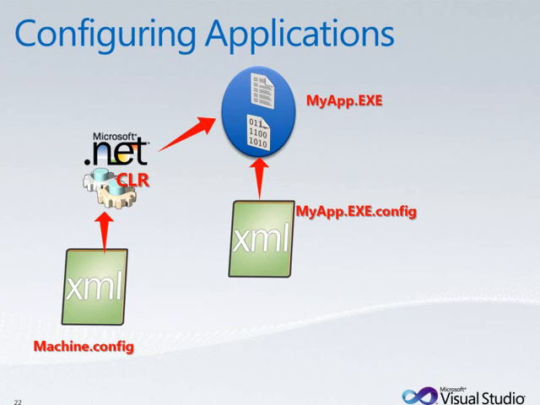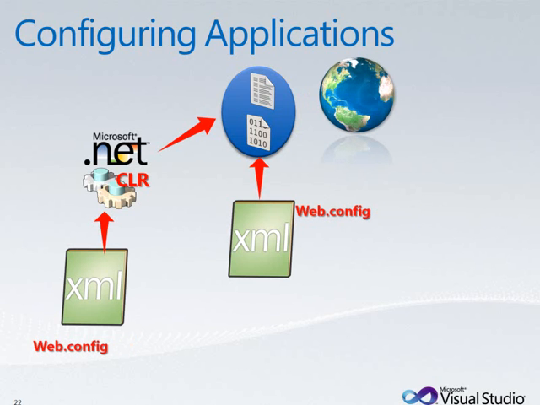Web applications and services are configured in a similar manner. They can have a local configuration file called web.config deployed with the application, while global settings are held in another system-wide web.config file stored in the Windows system folders.